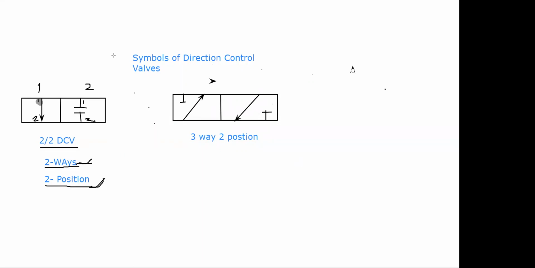You can see in each position there are 3 ways. This is the first way, to come in and stop here. This is the second way to move out. This is the third way to come inside the valve. Similarly here, this is the first port to come in, this is the second port to go out, and this is the third port, which is the stop. So we can see there are 3 ways in 2 positions. Okay. Now we are stopping here.